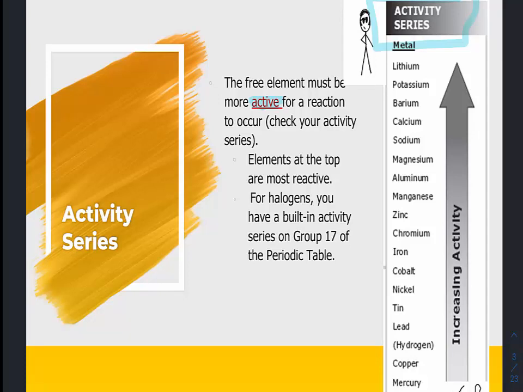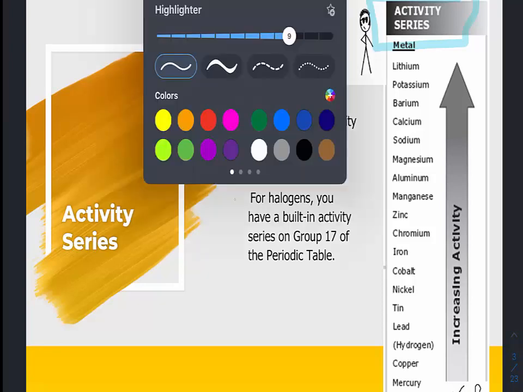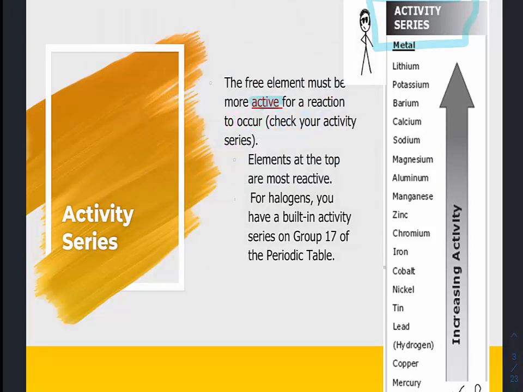And so basically, I like to think of it as elements at the top of this list, such as lithium, potassium, barium. These are kind of the cool people that all the other elements want to be with. So if they have the opportunity to replace who they're with and replace it with something like lithium, potassium, barium, or something else at the top, they're going to go ahead and do it.